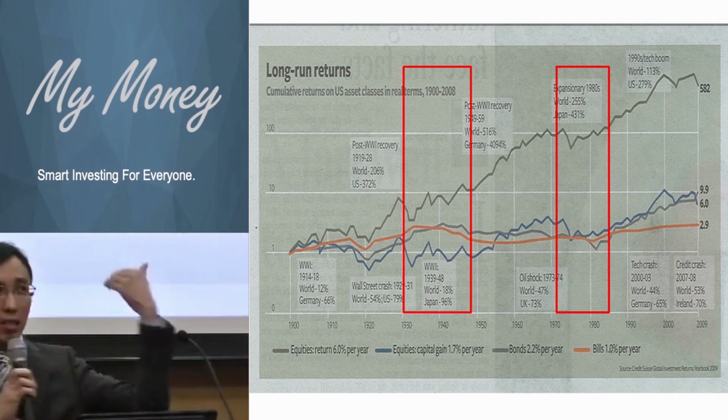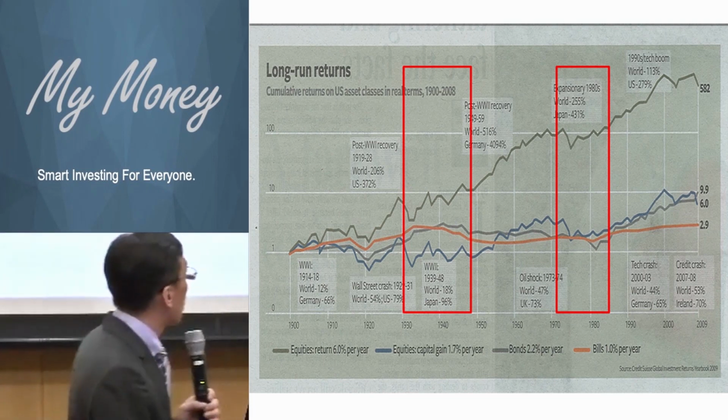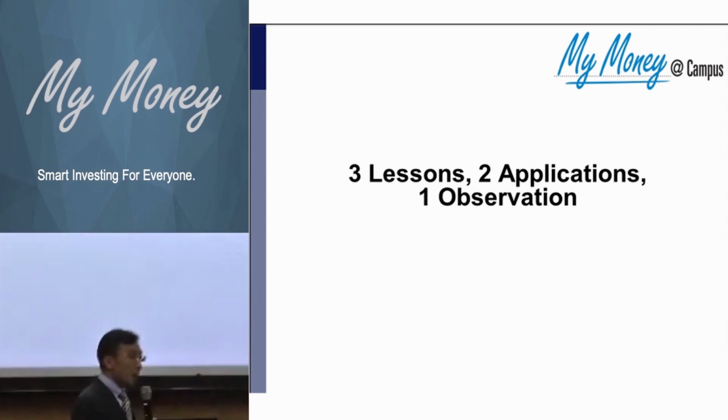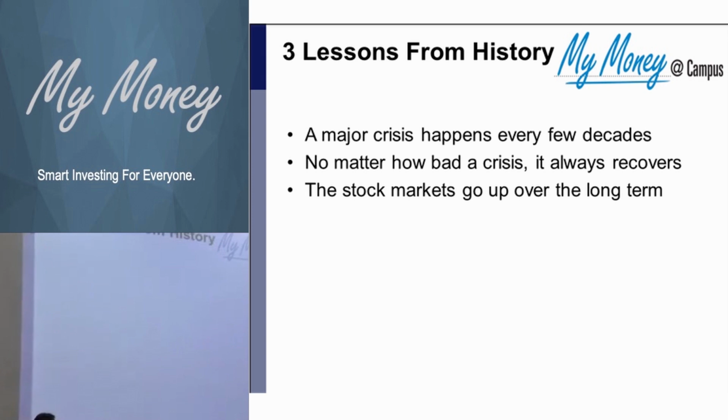So if we look at the charts, all the charts that I've shown you over the last 3 minutes or so, we can actually learn 3 lessons, make 2 applications, and have 1 observation. Easy, right? 3, 2, 1. 3 lessons, 2 applications, and 1 observation. So let's start with the first one, 3 lessons. Now, what are the 3 lessons from history?